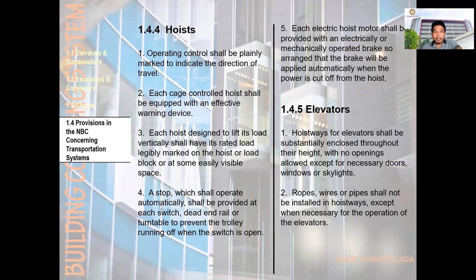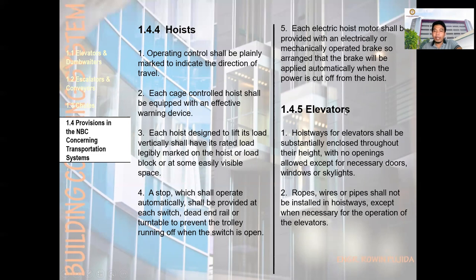Also, a hoist stop which shall operate automatically shall be provided at each switch, dead end rails or turntable to prevent the trolley from running off when the switch is open. And then number five, each electric hoist motor shall be provided with an electrically or mechanically operated brake, so arranged that the brake will be applied automatically when the power is cut off from the hoist.